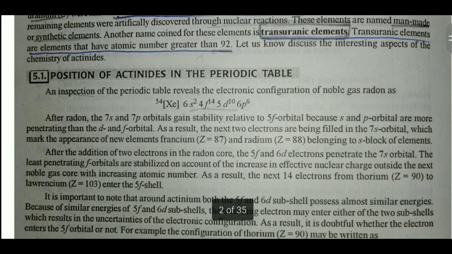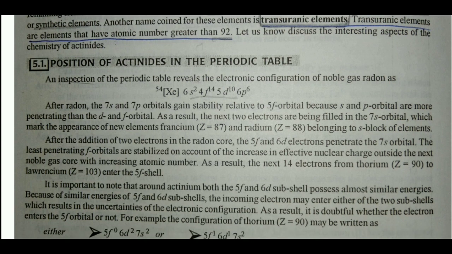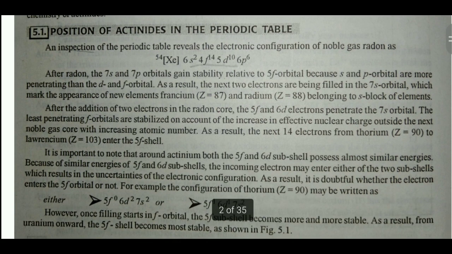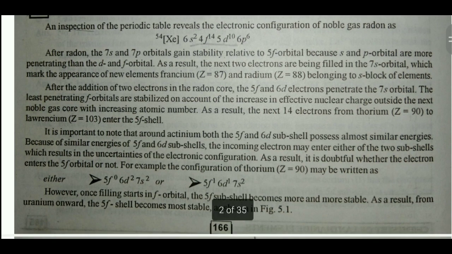Inspection of the periodic table reveals the electronic configuration of noble gas radon as Xe 4f14 5d10 6s2 6p6. After radon, the 7s and 7p orbitals gain in stability relative to 5f orbital because s and p are more penetrating than the d and f orbitals. As a result, the next two electrons are filled in the 7s orbital, which marks the appearance of new elements, francium and radium, belonging to S block of elements.